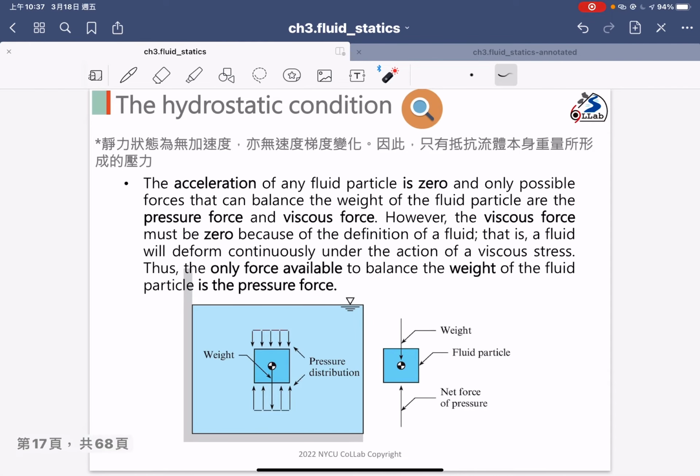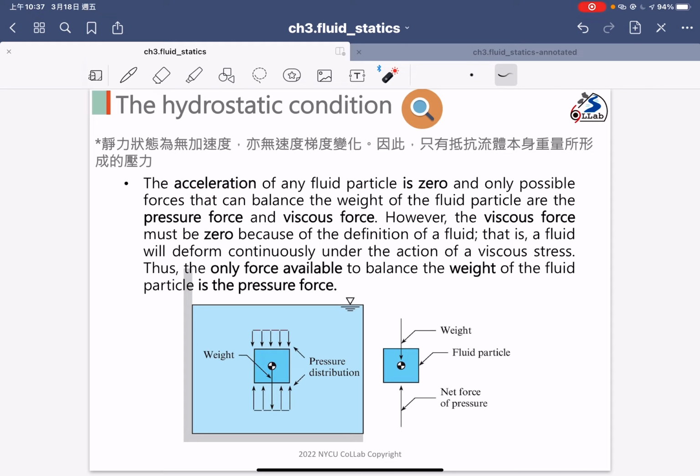Okay, so we move to the next, and later we will focus on the hydrostatic equation. So we need to introduce the hydrostatic condition first. Okay, so I emphasize again, for hydrostatic, let's indicate there is no acceleration.